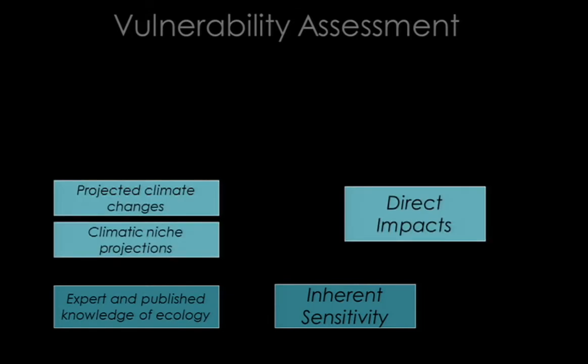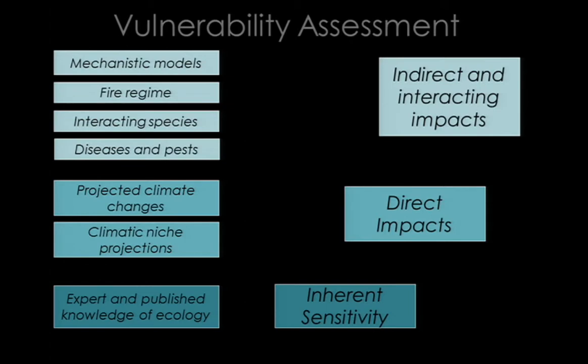And then the next step was to take a look at what the direct impacts were. And we're thinking of these direct impacts as how the climate is projected to change. So we use downscaled climate models to look at, for each of these species, the variables that they were particularly sensitive to, how are those projected to change? And then another tool that we used were the climatic niche projections, which are also known as climate envelope models or range shift projections. And I'll talk about those more in detail in a minute too.